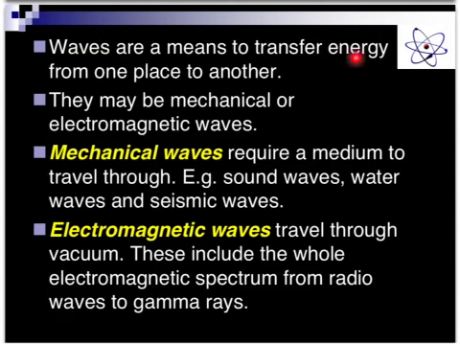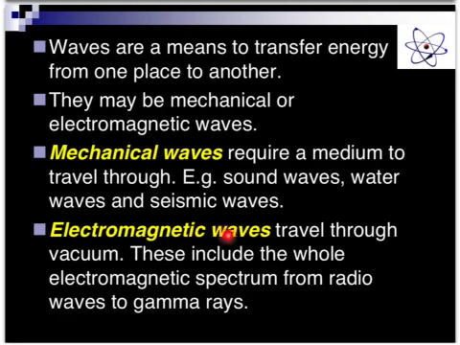Waves are energy, and they can be mechanical waves or electromagnetic waves. Mechanical waves require a medium, such as air, to travel through. They cannot travel through vacuum. Examples are most waves actually: sound waves, water waves, and earthquake waves or seismic waves.